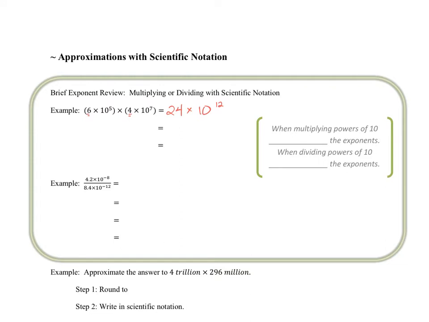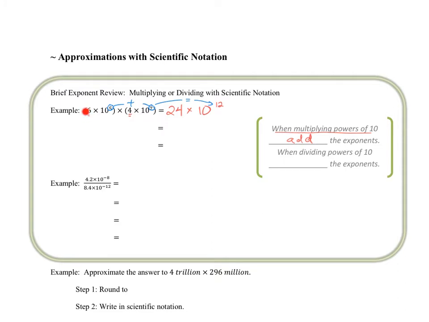And how do you do that? So when you multiply powers of 10, add the exponents. So the 5 and the 7 here get added together and equal the 12. So that's how I get 10 to the 12th, but now we have this issue.